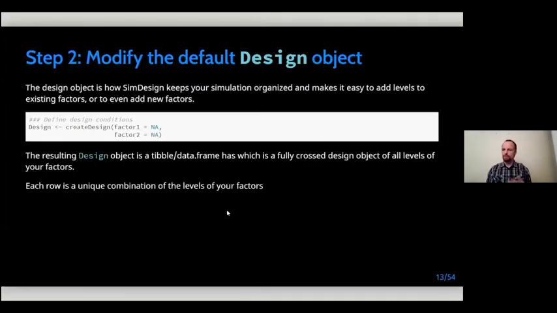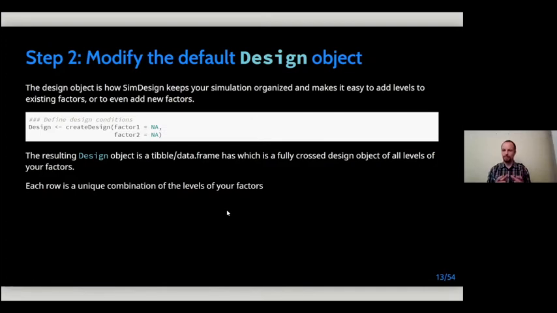So the next step after we've created this skeleton framework is to modify the design object. And this design object, as I mentioned earlier, is how SimDesign keeps our simulation organized and also makes it easy to add levels to existing factors or even add whole new factors on the fly without requiring a lot of extensive modifying of your code.